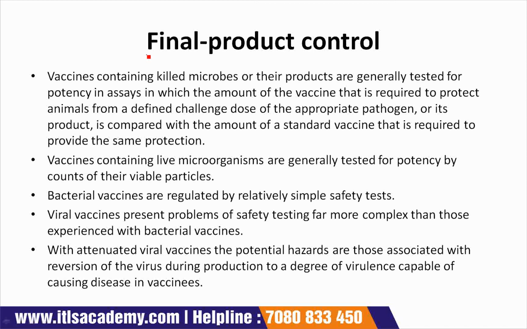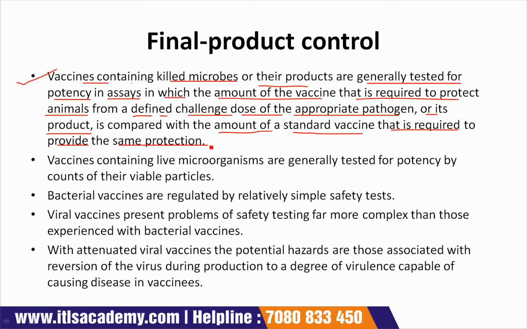Next point is our final product control. First point is vaccines containing killed microbes or their products are generally tested for potency in an assay in which the amount of the vaccine that is required to protect animals from a defined challenge dose of the appropriate pathogen or its product is compared with the amount of a standard vaccine that is required to provide the same protection.